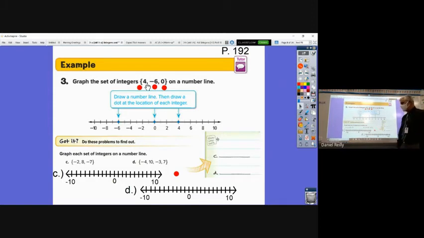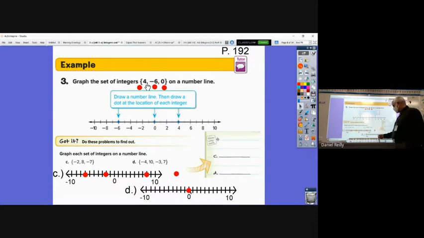So graphing these points on the number line should be pretty simple. Where's -2 on the number line? Right there? No, why? What is this? +2, right? So there's -2, 8, that's 2 less than 10. And -7, go from 0, 1, 2, 3, 4, 5, 6, 7, okay? So that's graphing points on the number line. Again, pretty straightforward.